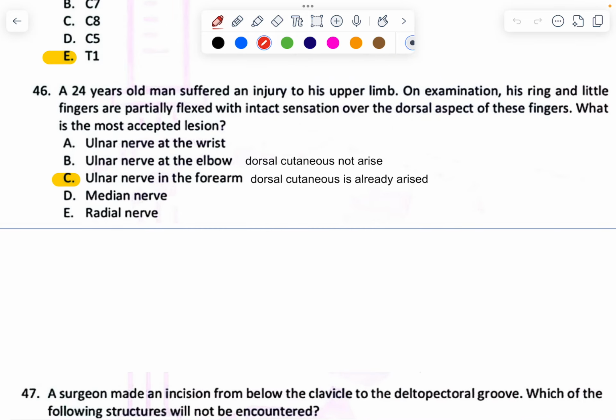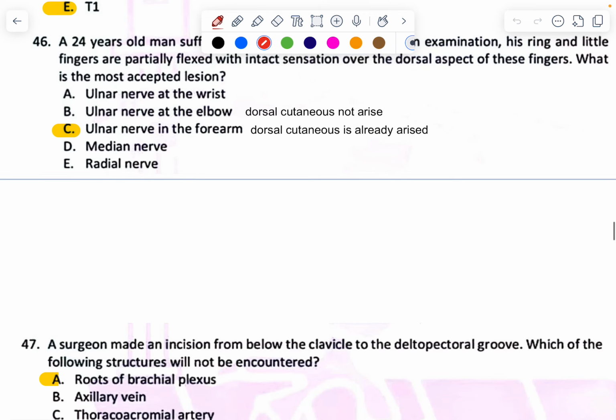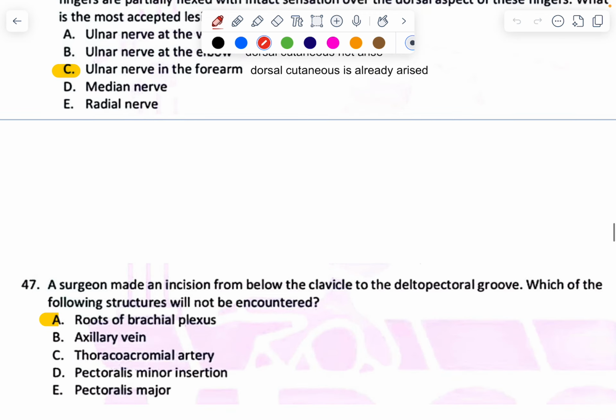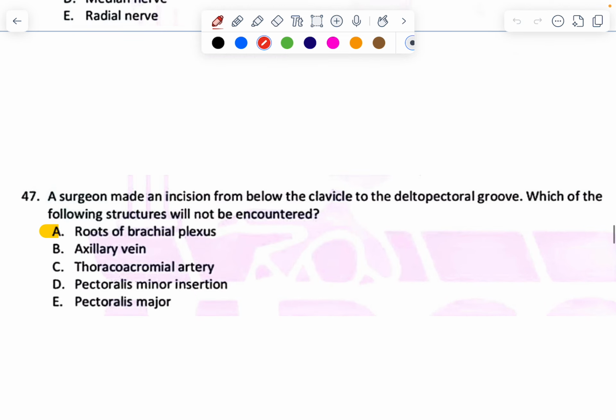Surgeon made an incision below the clavicle. Which of the following structures will not be encountered? Shoulder joint. Not as the root of the brachial plexus.